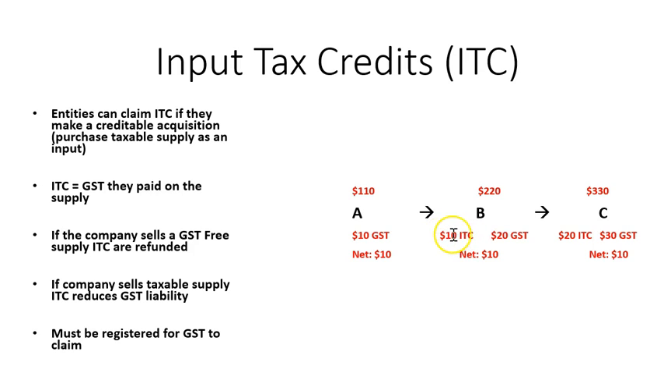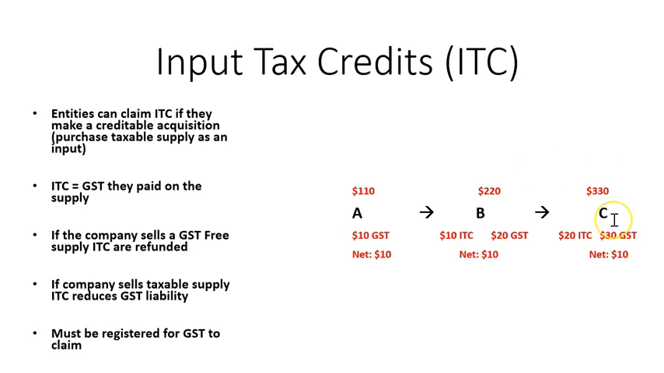Now, they received this $10 input tax credit because they paid $10 GST to company A when they bought their input. Because they've now collected $20 GST from company C, they're liable to pay the $20, but they're able to claim the $10 they already paid to company A, and so that will provide a net $10 obligation to the tax office that they have to pay for GST.